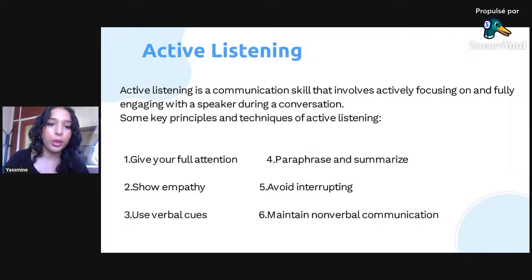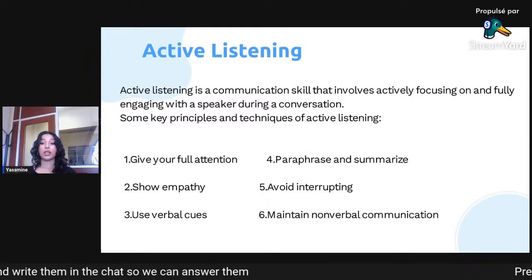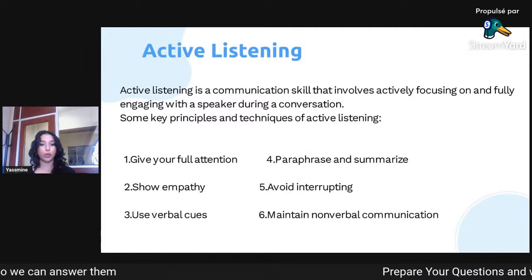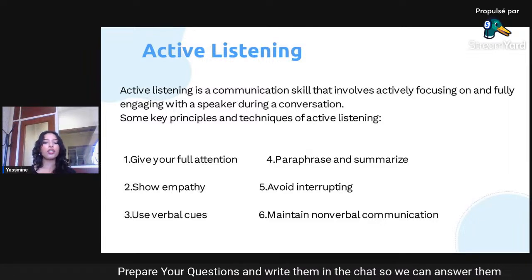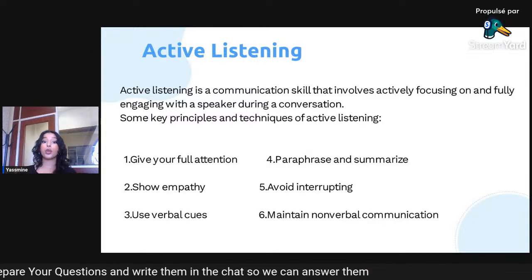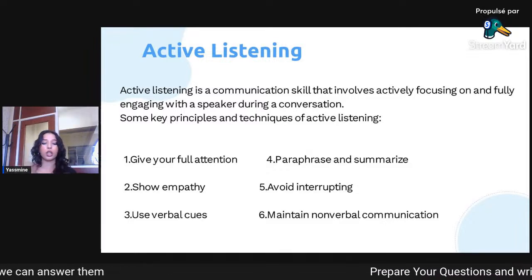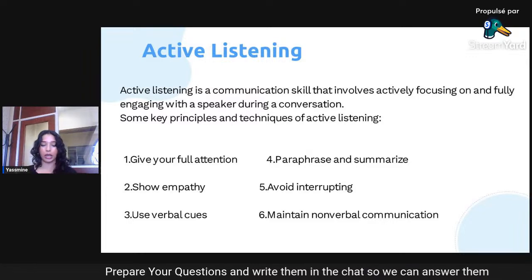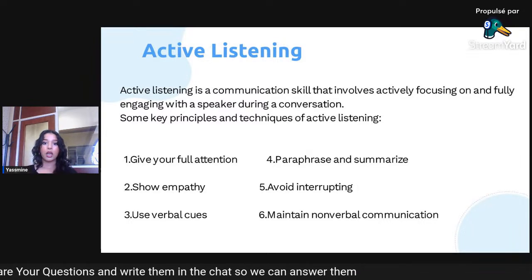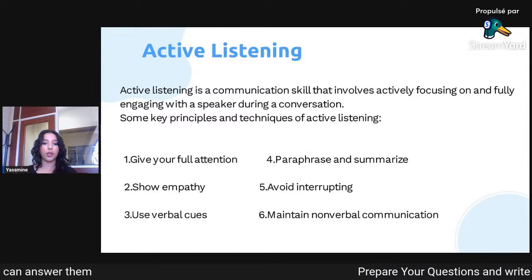Second of all, we have show empathy. This means try to understand the speaker's feelings and emotions. You can do this by acknowledging their emotions and expressing empathy through your nonverbal cues and verbal responses. Next, we have use verbal cues. You do this by encouraging the speaker to continue by using verbal cues such as nodding, saying I see or I understand. For example, as students, I guess we relate to this, when the professor is talking about a lesson or a lecture, we do this by nodding, saying I see or I understand, asking open questions to clarify and go deeper into their thoughts.